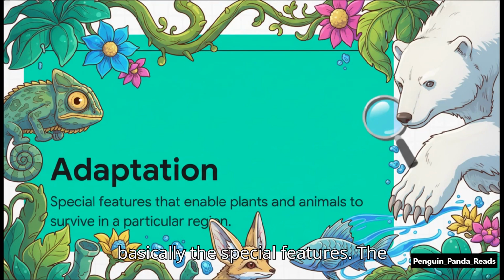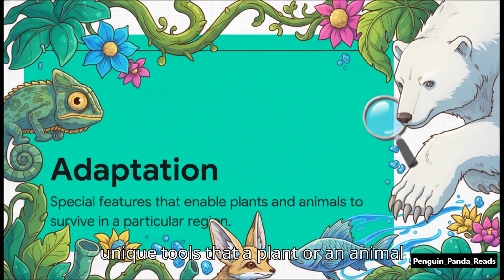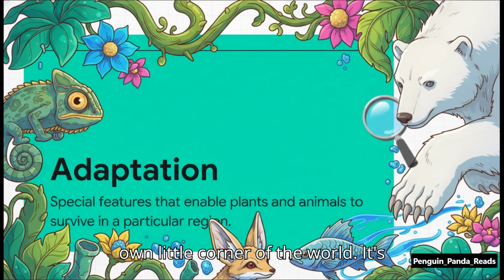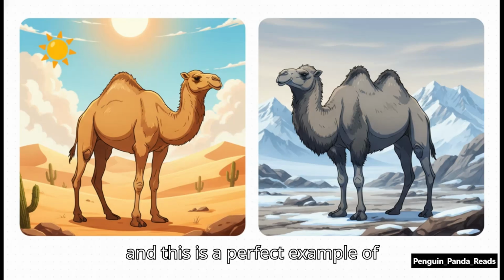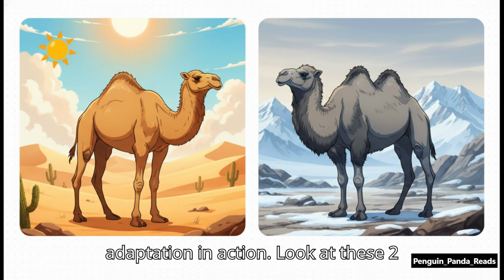Adaptations are basically the special features, the unique tools that a plant or an animal has that lets it live successfully in its own little corner of the world. It's about having the right gear for the job. And this is a perfect example of adaptation in action.